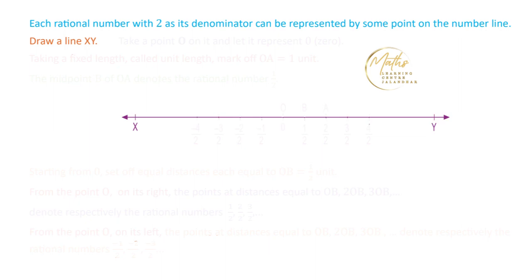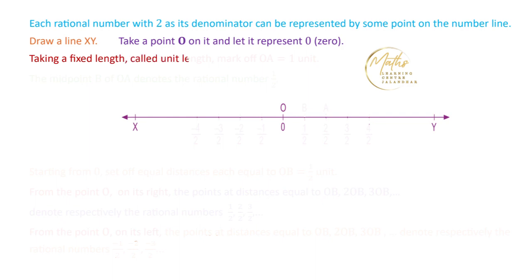Now on this line, we are going to take a point O. Suppose this is the point O, and this point O represents the number 0. This is the same as we were discussing in the case of the representation of integers. Now by taking a fixed length called the unit length, we are going to mark a point A such that the length OA is equal to 1 unit.